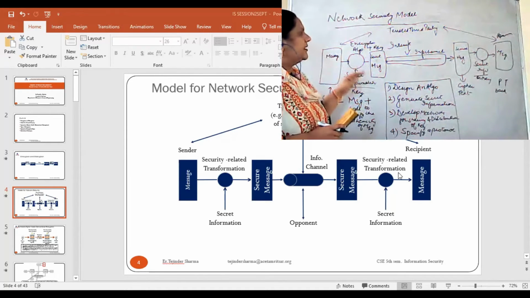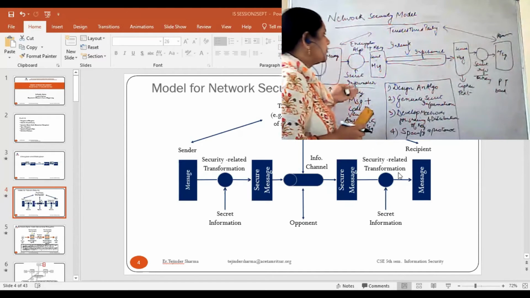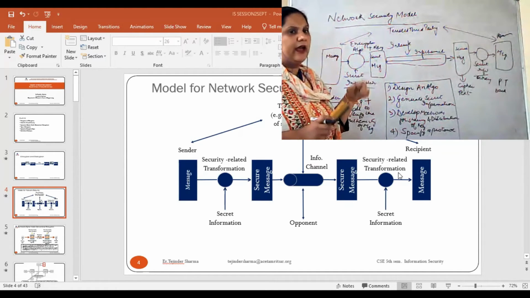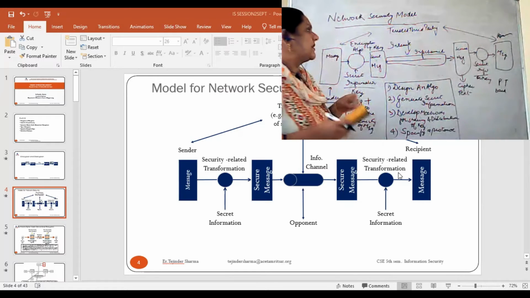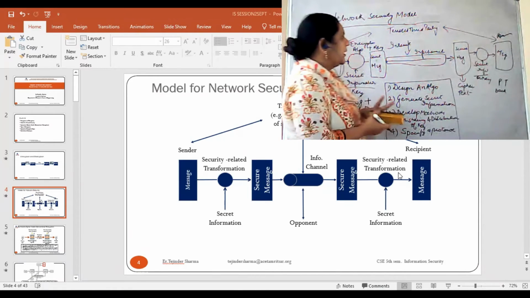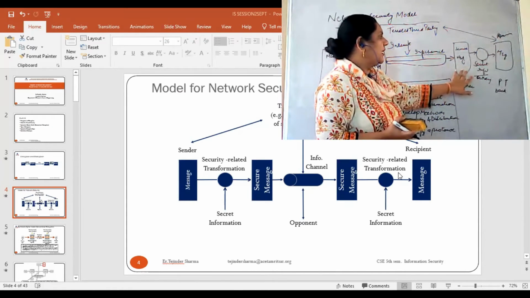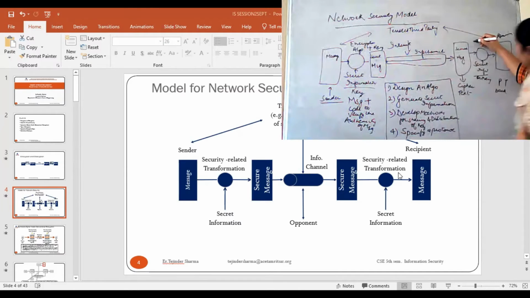Then we need to send the secret message over the information channel so that it should not be captured by any hacker, or any hacker should not be able to read whatever message is being sent by the sender to the receiver. Then it will become a secure message. Then you will apply the decryption algorithm and the key to decrypt the ciphertext message into the plain text, and it will be able to be retrieved.